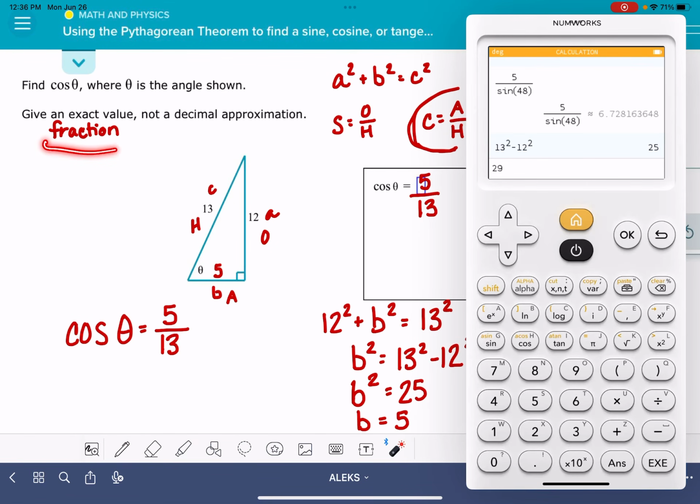Remember that ALEKS wants you to give this as an exact value, the fraction, not the decimal approximation. So don't work the math out. Don't do 5 divided by 13. Just enter it in this fraction form.